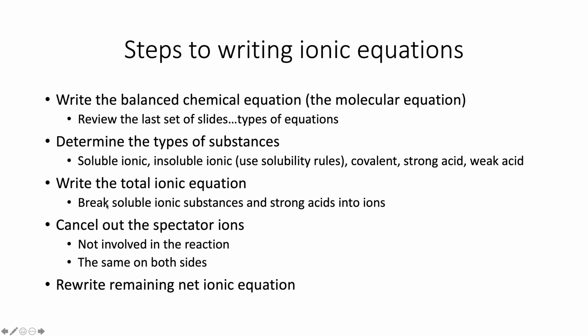Then what we do, write the total ionic equation. We break soluble ionic substances and strong acids into ions. Again, we're writing things as they actually exist in water. Soluble ionic substances and strong acids exist as ions. A spectator ion is anything that doesn't change. It's kind of like canceling out, if you have 2x plus 2 equals 3y plus 2, you can cancel out the 2, right? And then we just clean it up. The net ionic equation is the clean up.